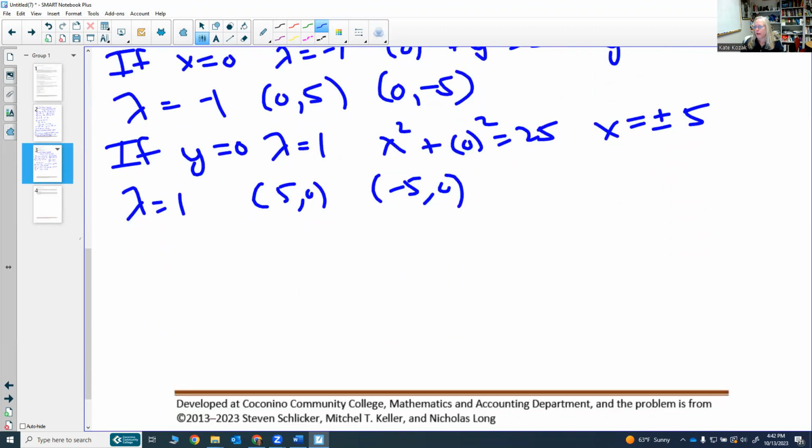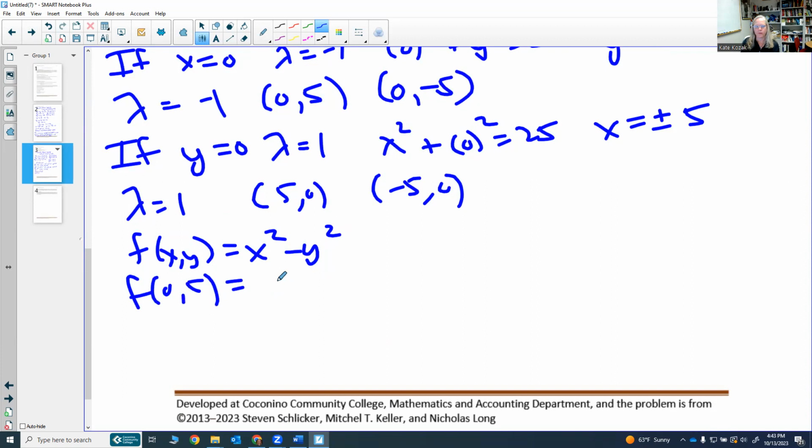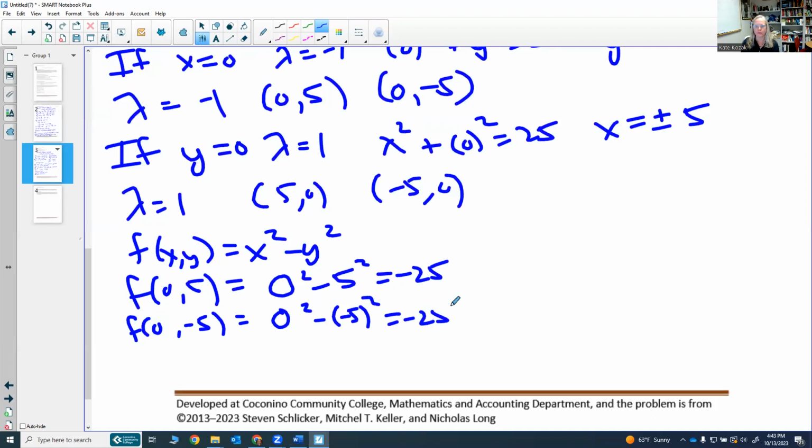Now evaluate little f of x, y, which is equal to x squared minus y squared, at all 4 critical points. So f of (0, 5) will be 0 squared minus 5 squared, which is negative 25. f of (0, negative 5) will be 0 squared minus negative 5 squared, which equals negative 25. f of (5, 0) is going to be 5 squared minus 0 squared, which is equal to 25.